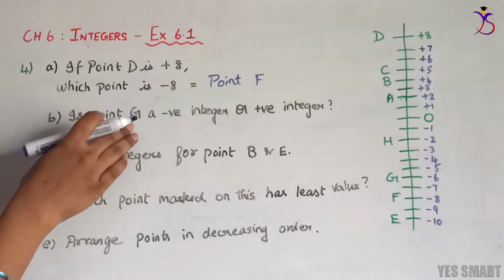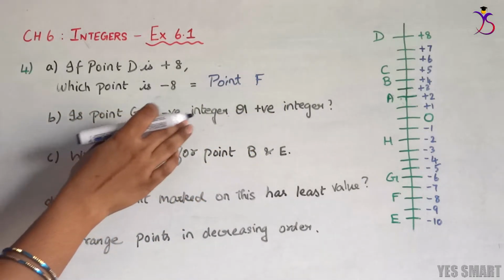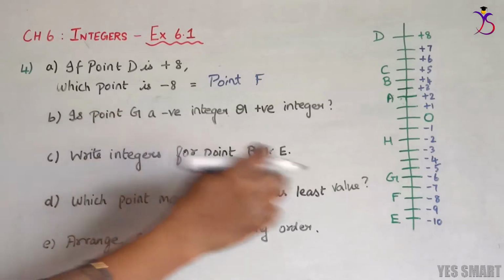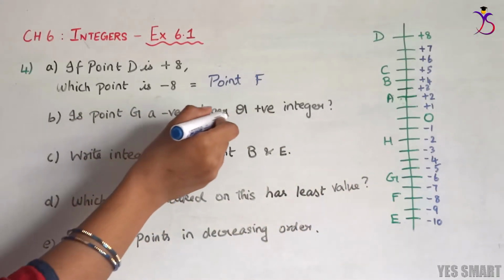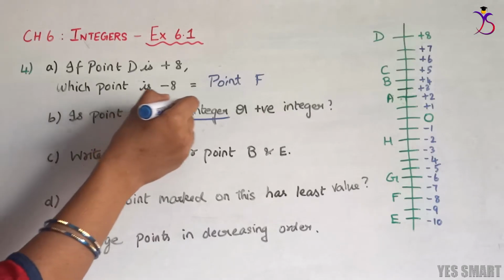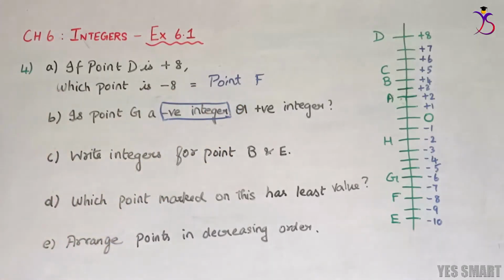B sum: is point G a negative integer or a positive integer? Point G is here, the corresponding value is -6, which is a negative integer. Therefore the answer is negative integer.